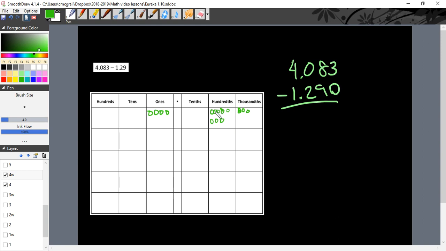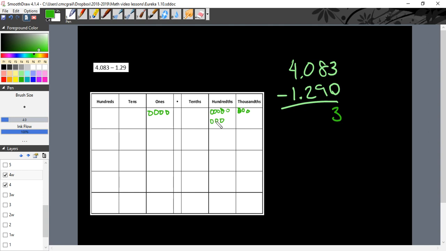Let's start subtracting. I need to take away 0 thousandths. So I know that my answer is 3. Okay. I need to take away 9 hundredths. I can't take away 9 hundredths. Why can't I take away 9 hundredths? I can't take away 9 hundredths because I don't have enough. I only have 8.